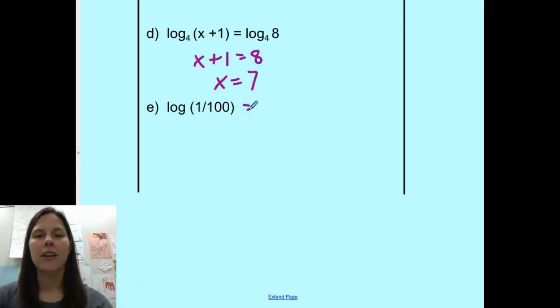And our final one, we have a common log. It's assumed that it's base 10 when it's not given to you. So 10 to what power equals 1 over 100? Well, 100 is 10 squared. Since it's in the denominator, the power must have been negative.